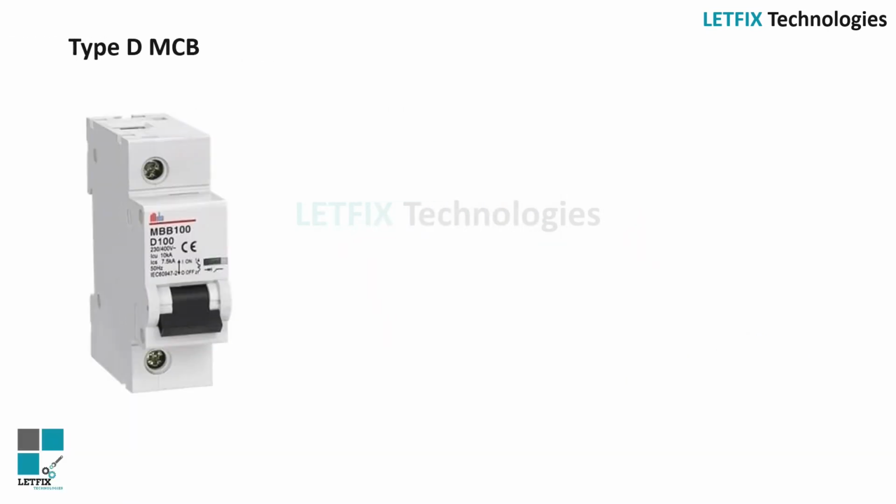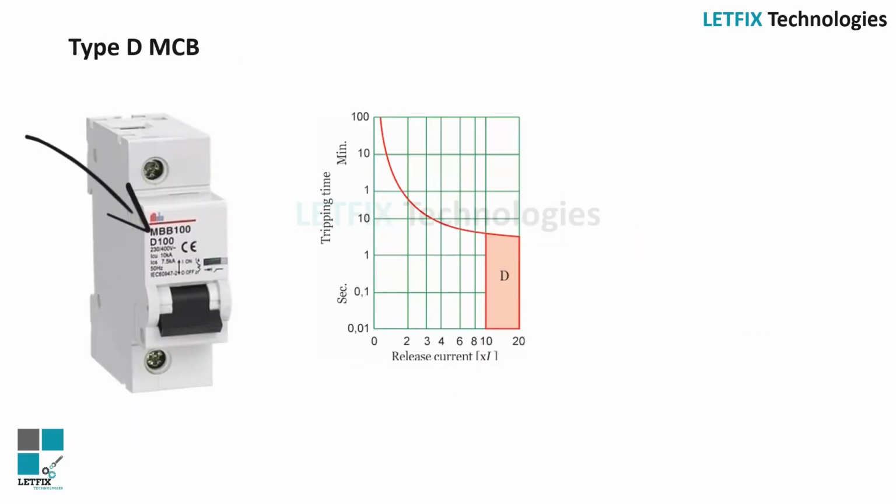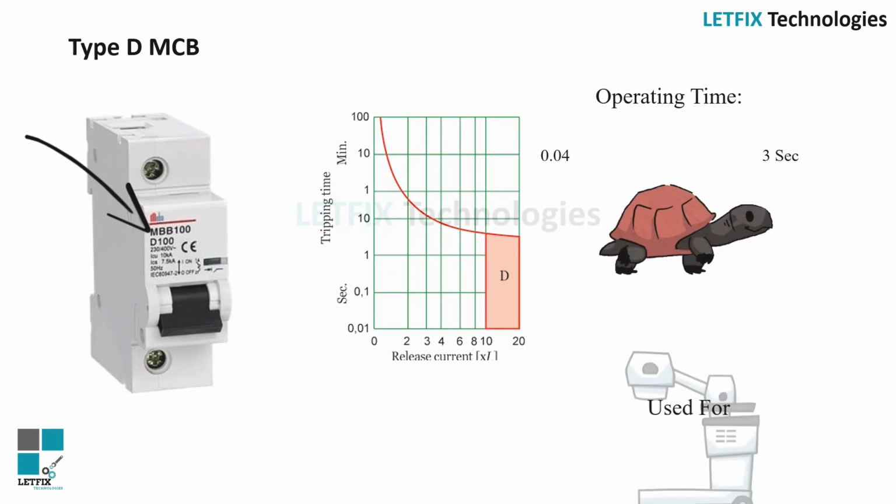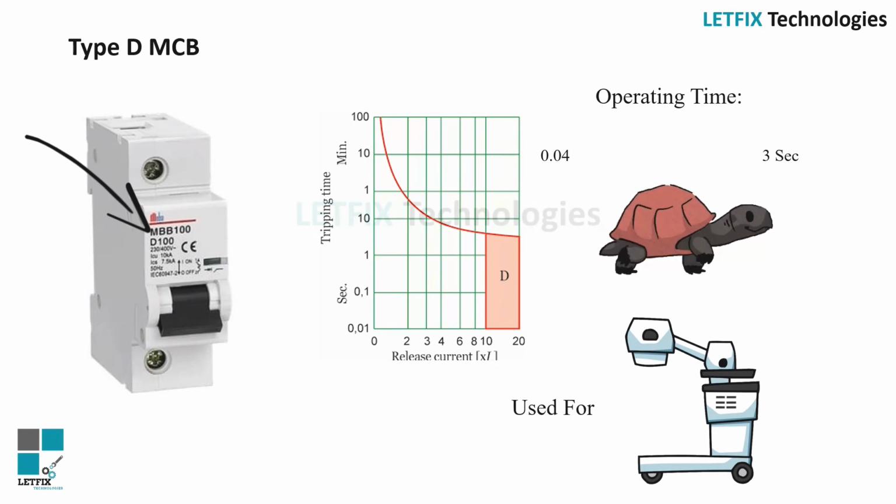Type D MCB. This type of MCB trips between 10 and 20 times full load current. These MCBs are used in specialty, industrial or commercial uses where current inrush can be very high. Examples include transformers or X-ray machines, large winding motors, etc.